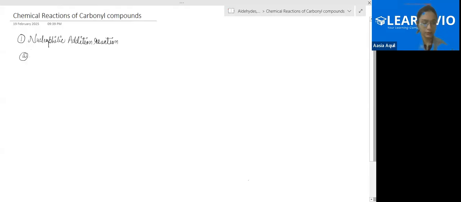First, let's see what happens when aldehydes and ketones react with HCN. When aldehydes and ketones react with HCN, they give cyanohydrins, and the reaction is very slow, so it is catalyzed by a base. Let's see how the reaction proceeds.